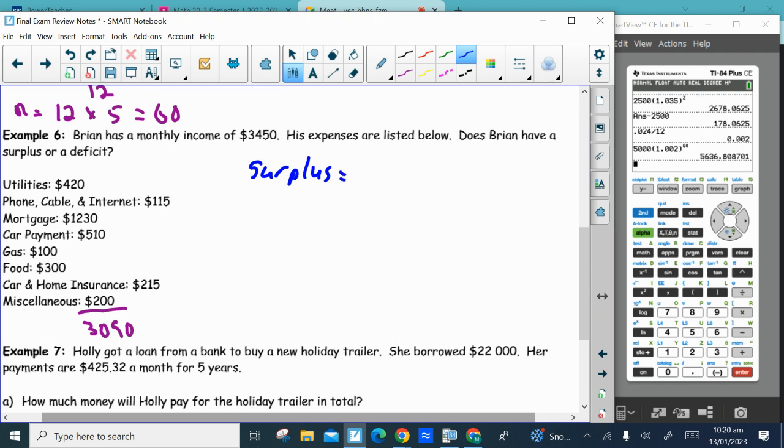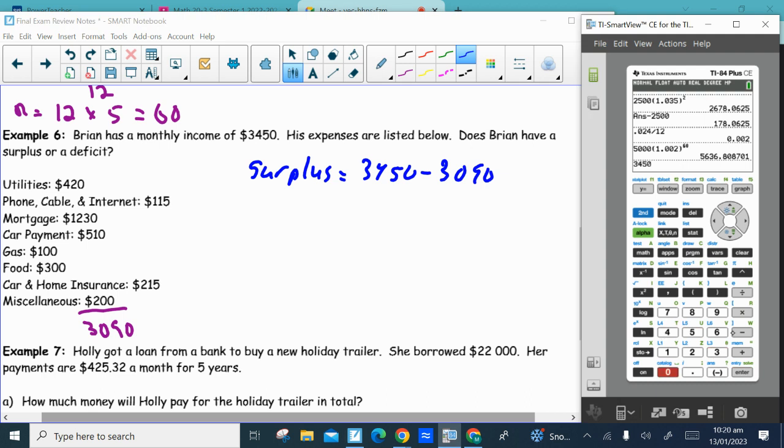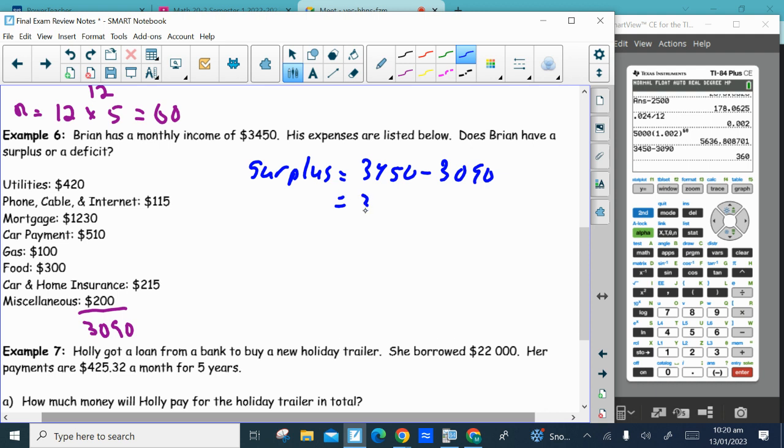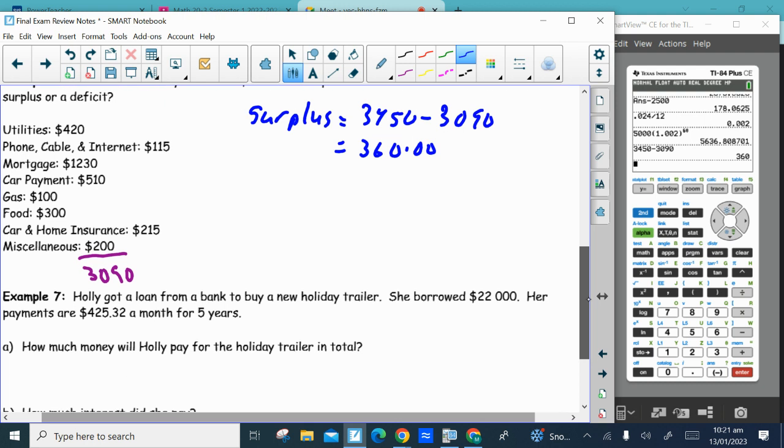And if you wanted to find the amount of surplus, you would subtract those two. How much he makes every month minus what he spends. So if we do that, $34.50 minus $3,090, the difference is $360. That is the amount of Brian's monthly surplus. That's how much extra he has at the end of every month. And so maybe he adds another category for savings, right? He can take some of that money for sure and put it into savings for a rainy day.